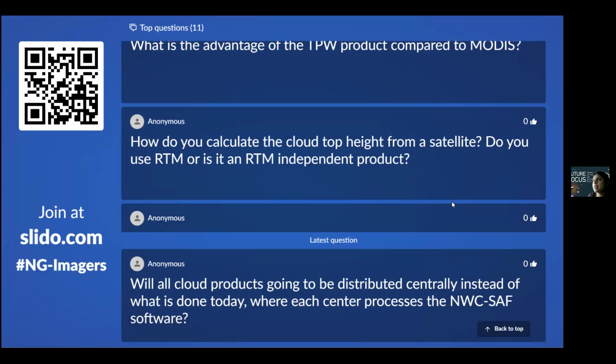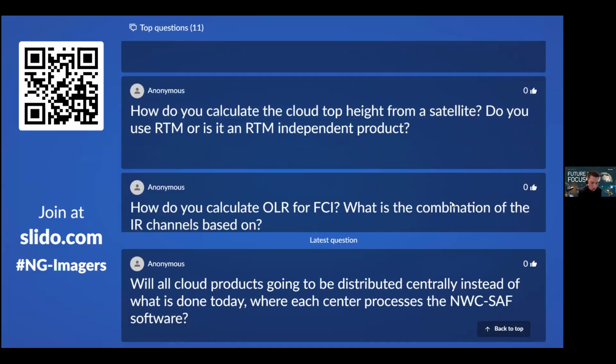How do you calculate the cloud top height from a satellite? Do you use RTM or is it an RTM independent product? It depends on which product. I'm most familiar with FCI, but the cloud temperature and height will also be explained by Hans Joachim, and that's depending on an RTM. So you first derive cloud top pressure from the RTM, and then you go into the weather model and convert into height. That's it. The same is done for OCA, as far as I know.